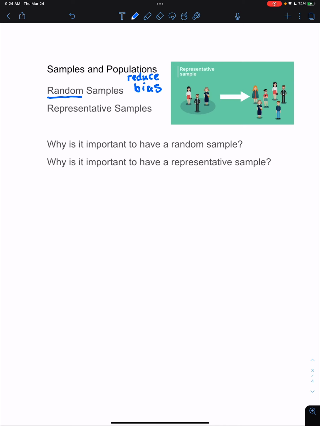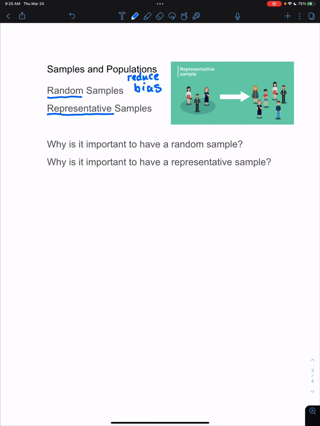statistical analysis. However, random samples sometimes can have their own kind of bias, right? Because we don't have control over who we're picking from the group. We're just selecting randomly. So even with a random sample, we might not get a representation of the entire population. So a lot of times what we do is we have what are called representative samples.